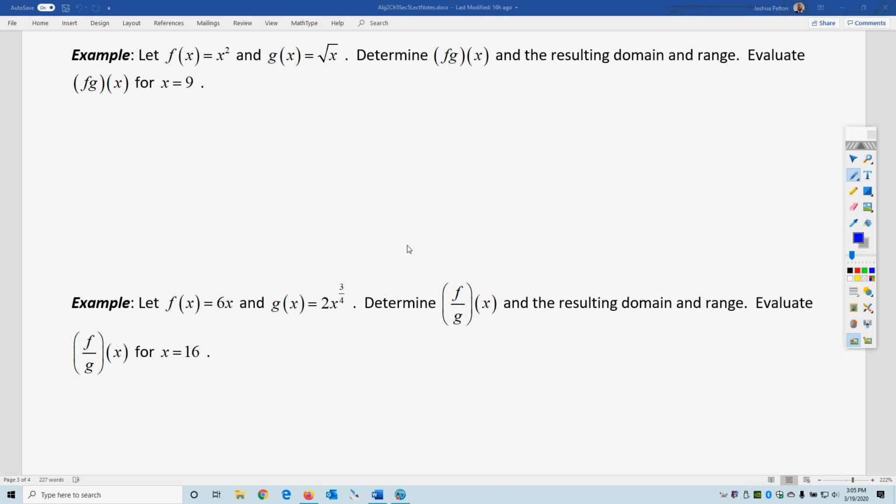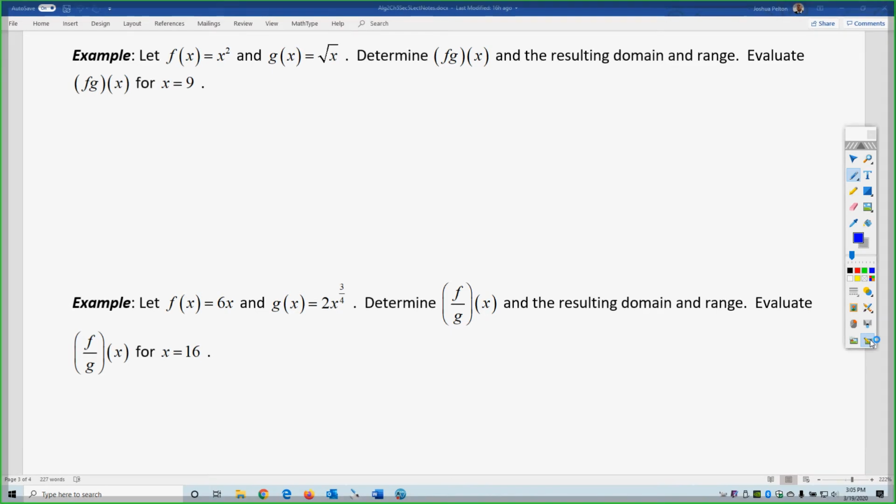Professor Pelton, this is Algebra 2, Chapter 5, Section 5. This is performing function operations. We're on page 3 of the notes. Okay, so for this example we're going to multiply, and the next example we're going to divide two functions.